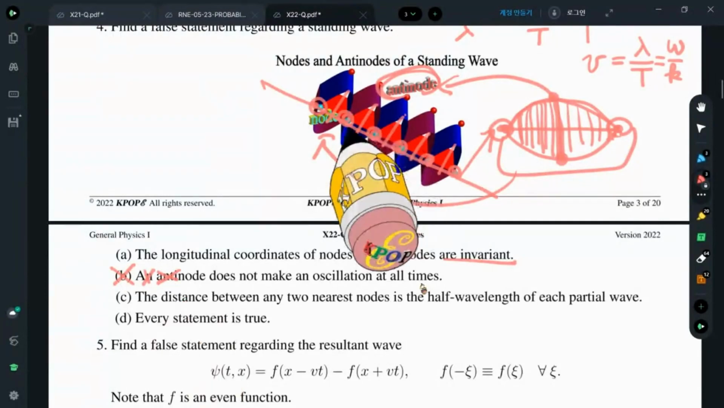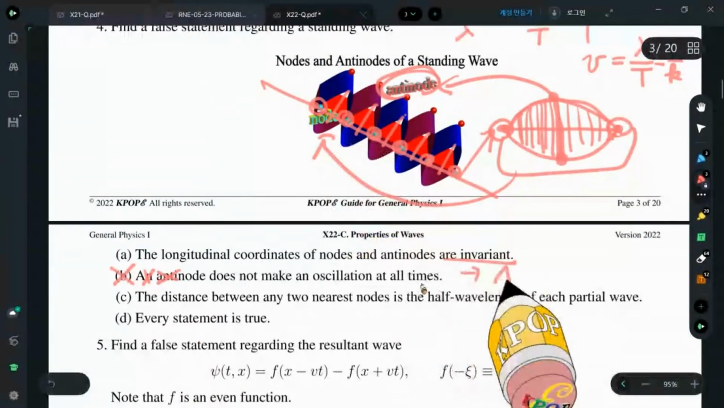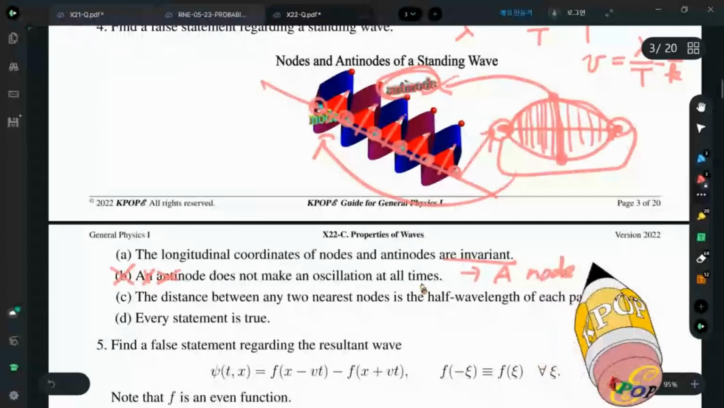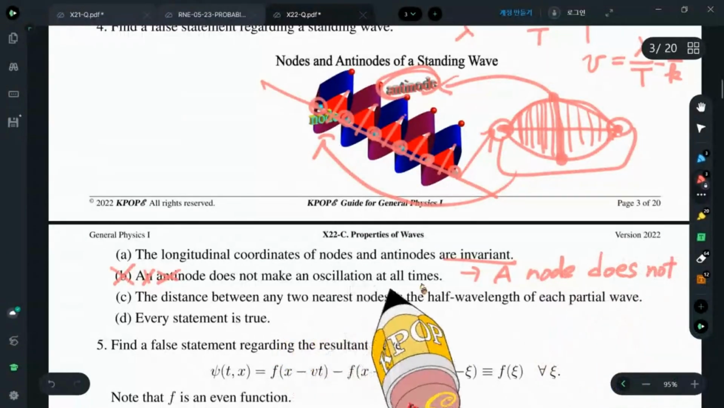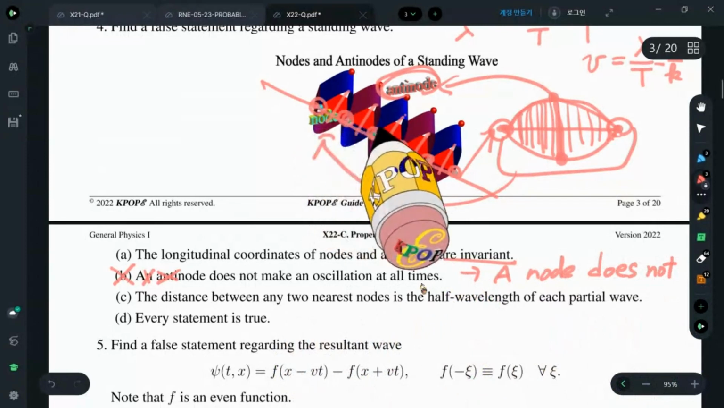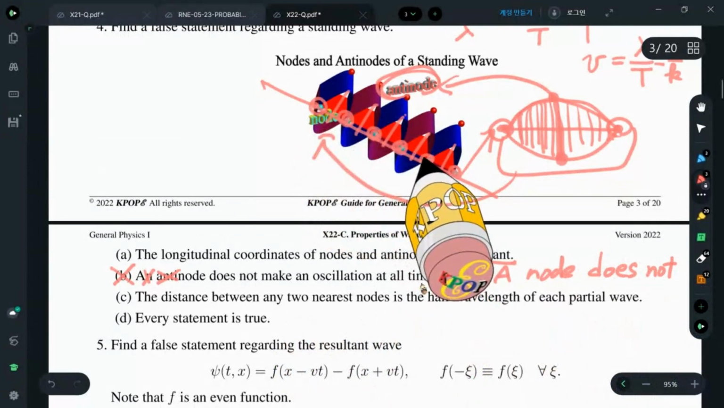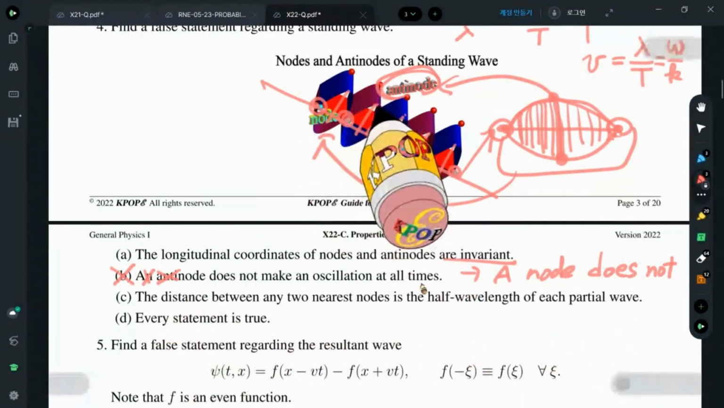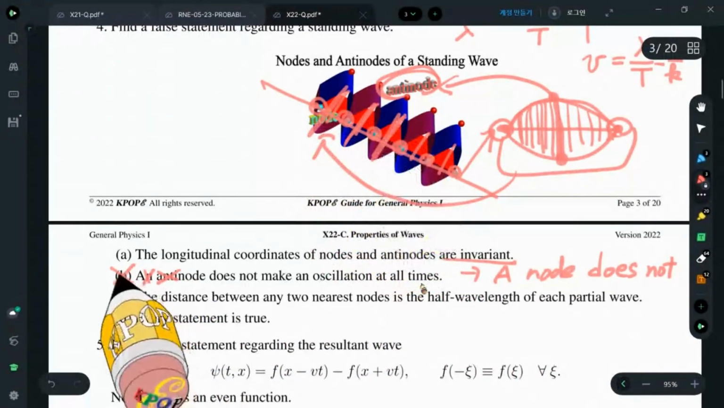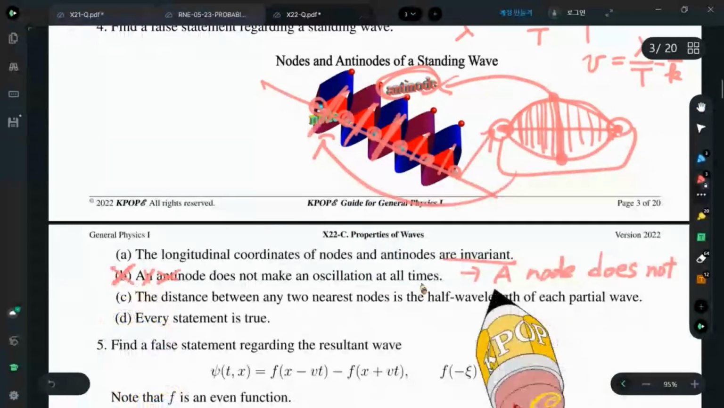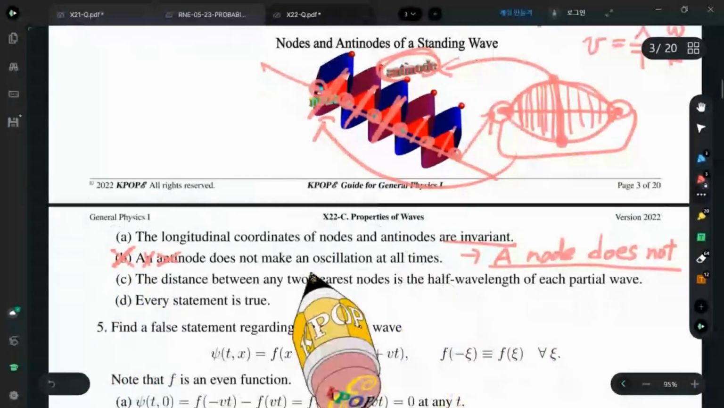It should be a node does not make an oscillation at all times. A node does not make an oscillation. Antinode is of a maximum oscillation. So it is wrong. So it is correct.